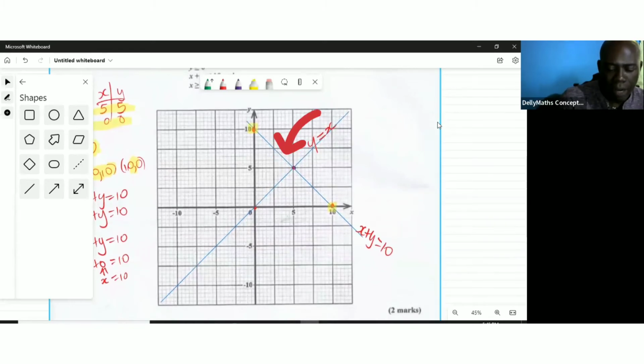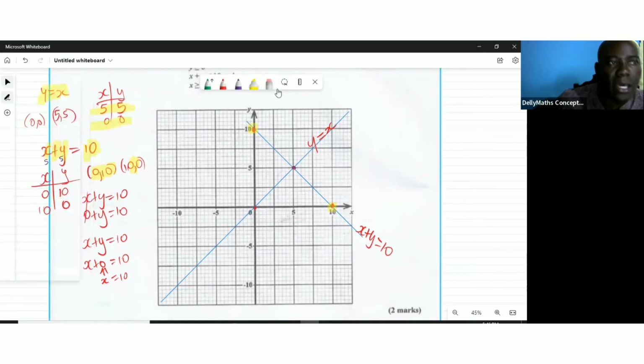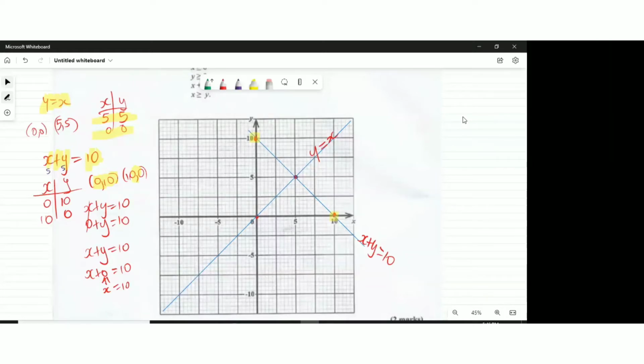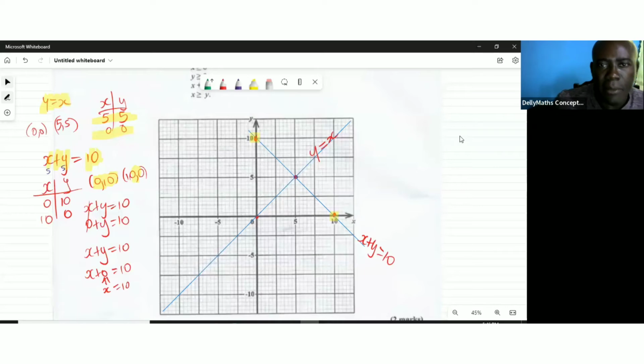Let me know if you guys are drawing the lines as I am, or do you understand what we're doing? Can anybody just comment, please, so that I know what's going on? I want to slow down now. Yes, sir. We're doing it. All right. Good, good. Thank you for that feedback.